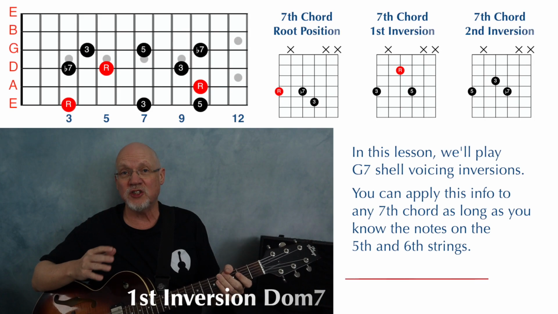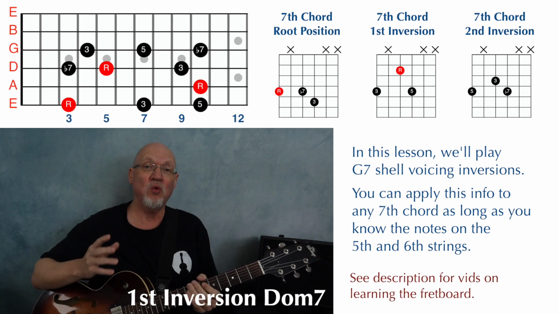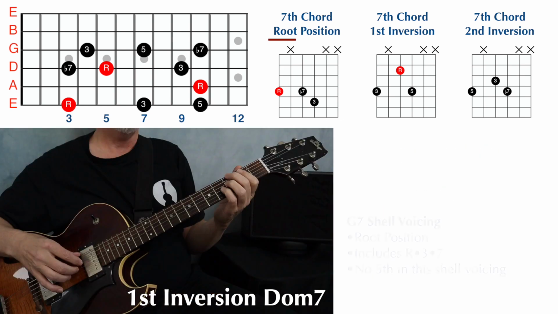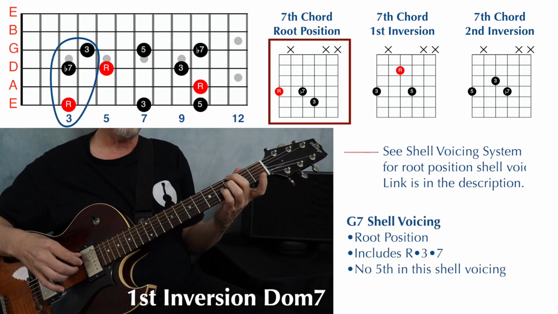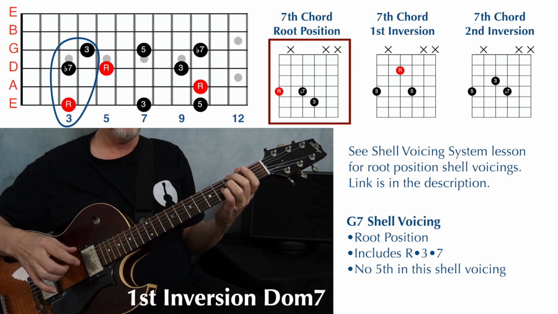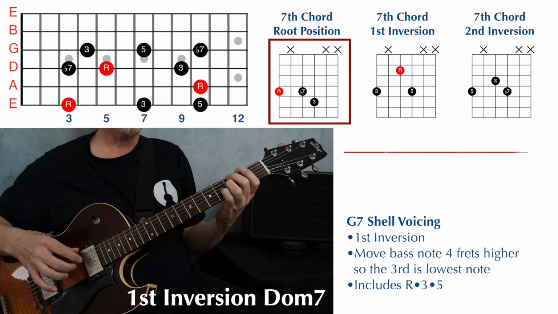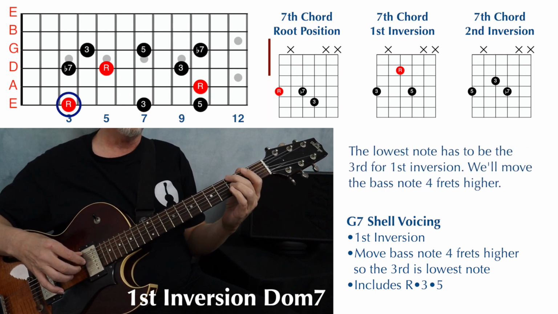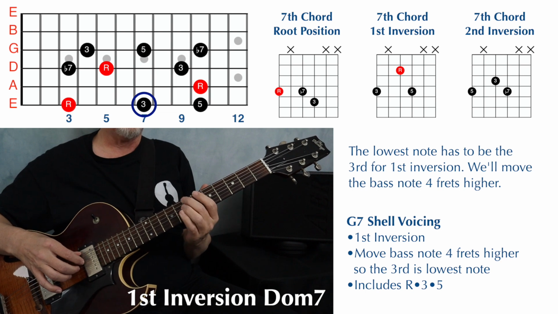We're going to use all G7 chords in this video, but once you understand how to use the information, you can apply it to any root note. This is a root position G7 shell voicing. The root is on the 6th string, and we have a 7th and a 3rd. To change it to first inversion, we need to move our 6th string note, or our root, 4 frets higher so that the 3rd is the lowest note.